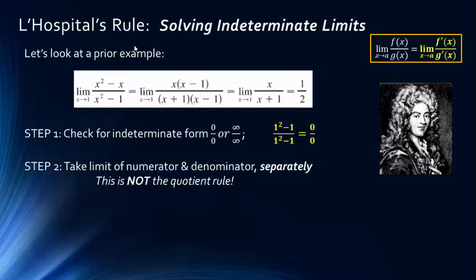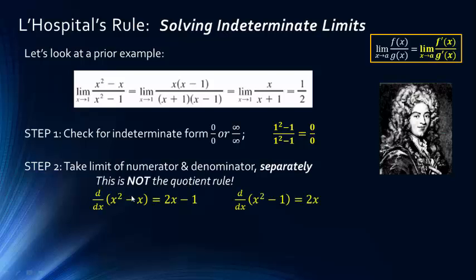Now, if we have that, then we can apply L'Hospital's Rule by taking the derivative of the numerator and denominator separately. Okay? This is not the quotient rule. I'm not trying to get you to take the derivative of the entire function. You are taking the derivative of the numerator and you're taking the derivative of the denominator separately, okay? So this is much, much simpler, so don't overcomplicate this by trying to apply the quotient rule.